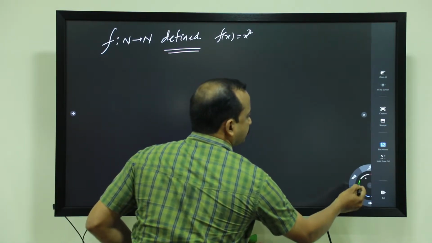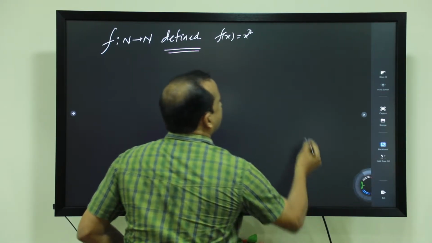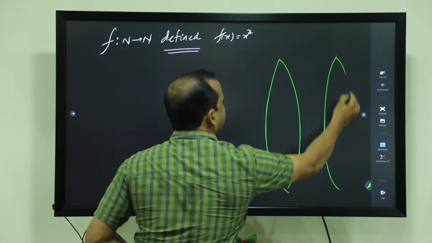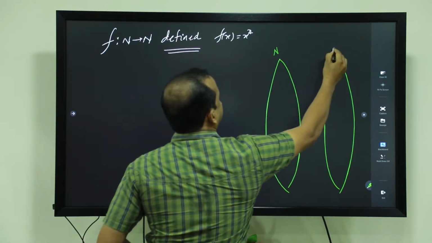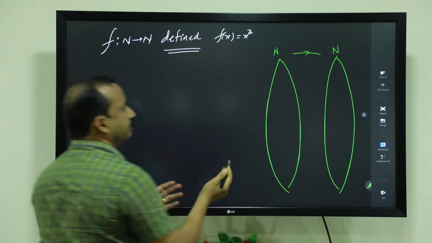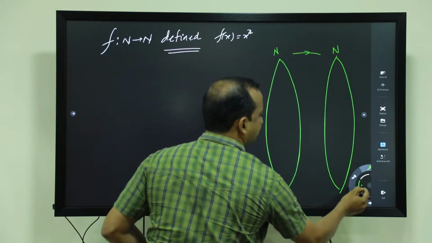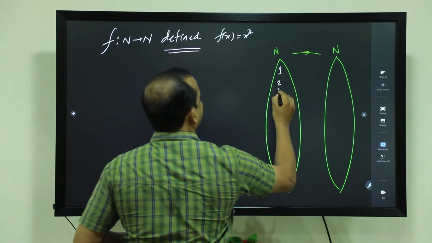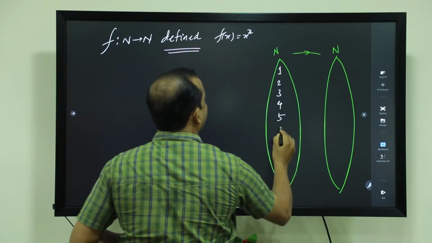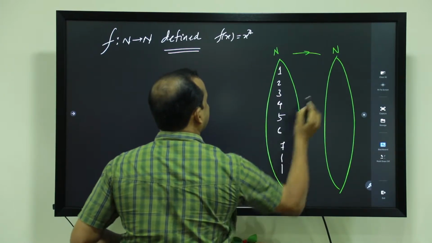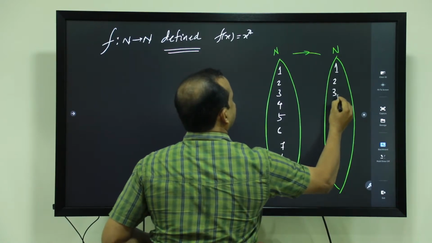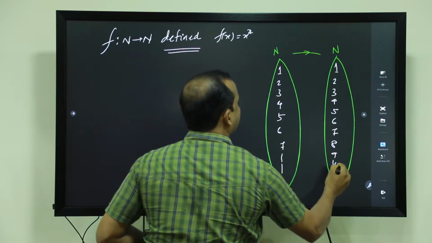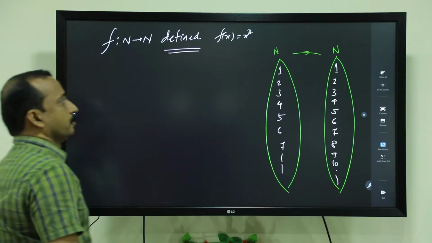First of all, we form an arrow diagram N to N. Our function is defined from N to N. The elements of the natural numbers you already know: 1, 2, 3, 4, 5, 6, 7, etc. Here also 1, 2, 3, 4, 5, 6, 7, 8, 9, 10, etc. Okay. So what is the image of 1?